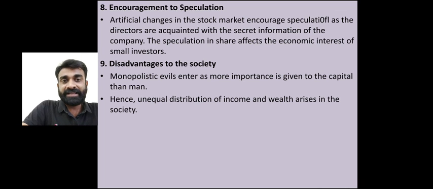Okay, and last, that is disadvantage to the society. Many of the companies that have maximum shares or maximum production are going to have a monopoly over the market. They are not going to let other companies come into the market, right? So what is going to happen? The outcome is simple: unequal distribution of income and wealth is going to arise in the society. Not every person is going to purchase the same thing, as there is an unequal distribution of income.